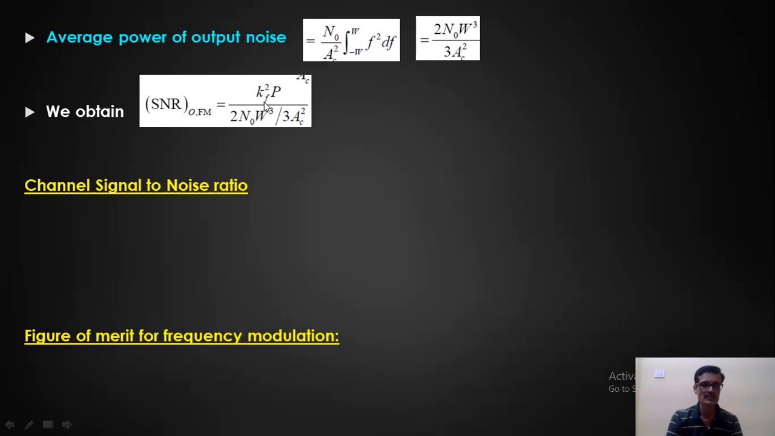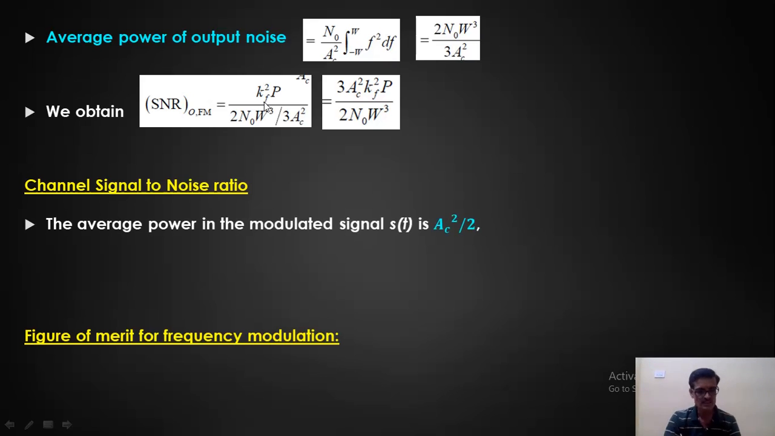Now we have to calculate the signal to noise ratio in the channel. The signal present in the channel is the FM signal, which has amplitude AC. The equation is AC cos of 2 pi fc t plus 2 pi kf integral of m of t dt, so the amplitude part is just AC. Taking the RMS value of voltage and the power with R equal to 1, we get AC squared by 2. That is the average power of the modulated signal.